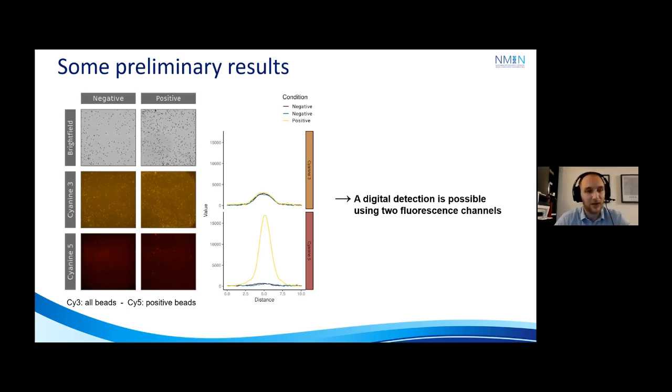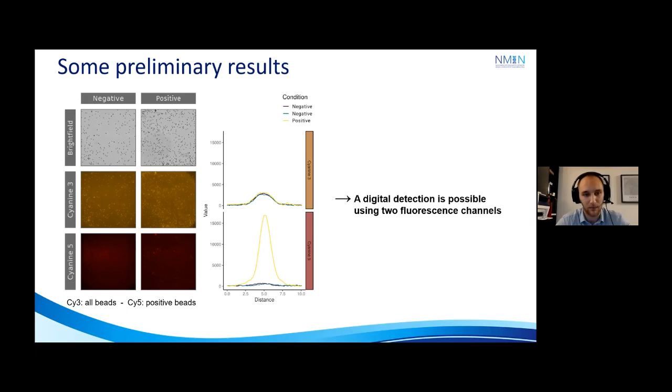On the left side is a negative control, and on the right side is a positive control. And as you can see on the bottom row, you can see beads only on the right side, whereas in the middle row, you can see beads in both. And the right part of the figure is a graph presenting the data.